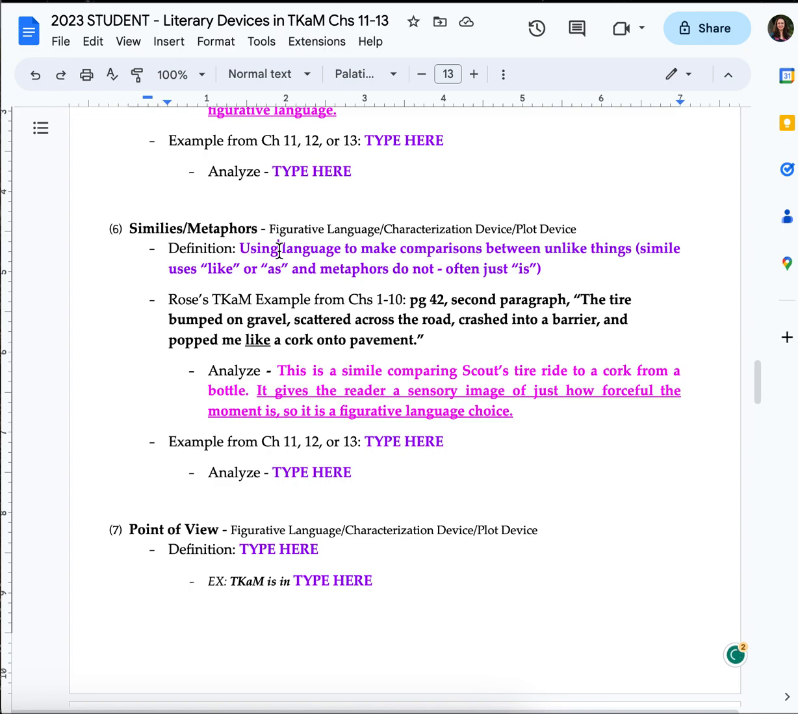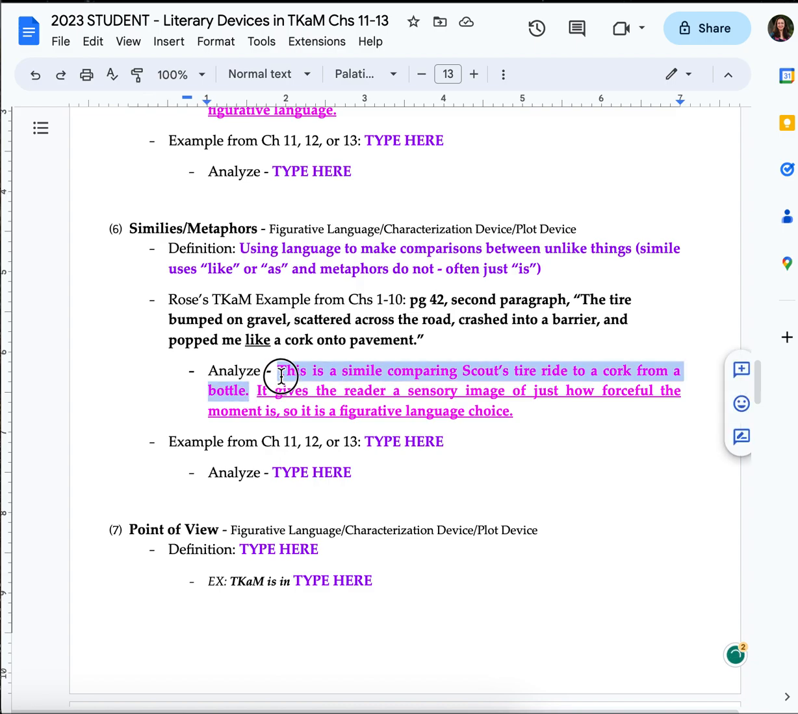Close reading is a major important skill in your life, looking for these comparisons. We're either using a like or an as, or using just a straight is. My example from page 42 is that the tire bumped on the gravel, scattered across the road, crashed into a barrier, and popped me like a cork onto pavement. This is a simile. It's comparing Scout's tire ride to a cork from a bottle. There, I prove that it exists.